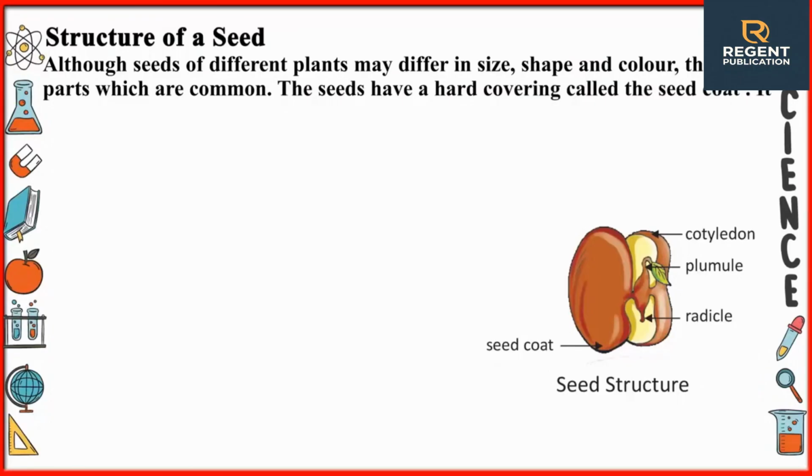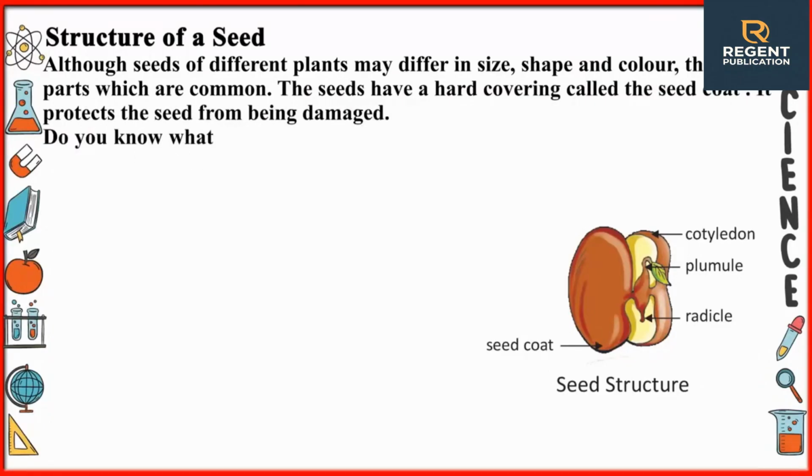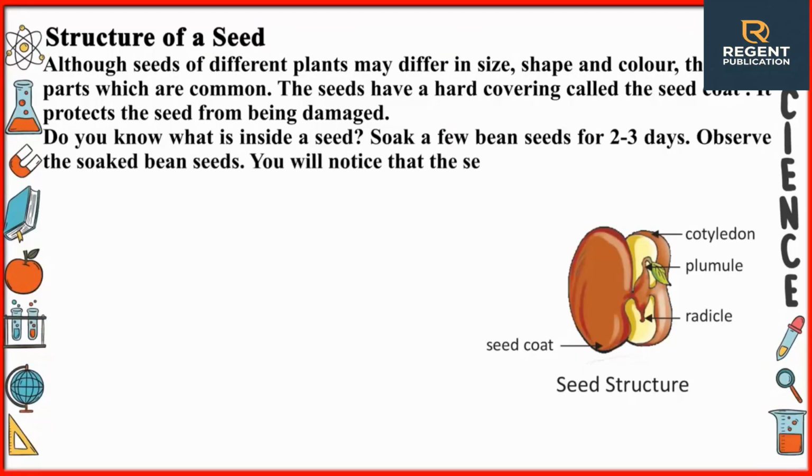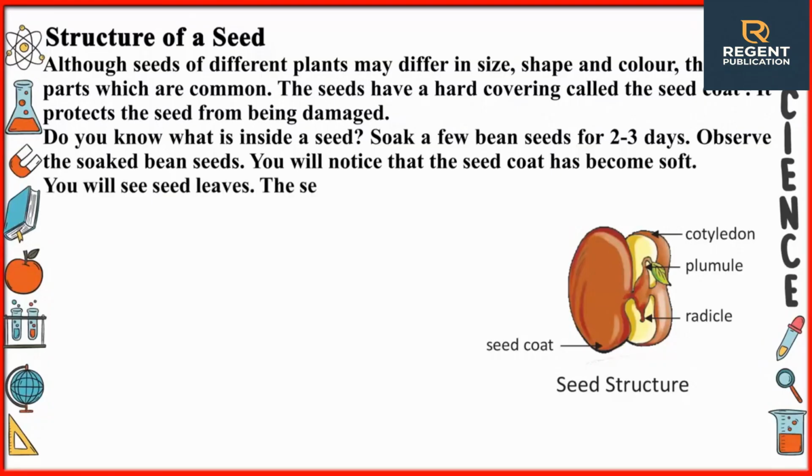Soak a few bean seeds for 2 to 3 days. Observe the soaked bean seeds. You will notice that the seed coat has become soft. You will see seed leaves. The seed leaves inside a seed are called cotyledons. These cotyledons contain all the food supply for the baby plant.